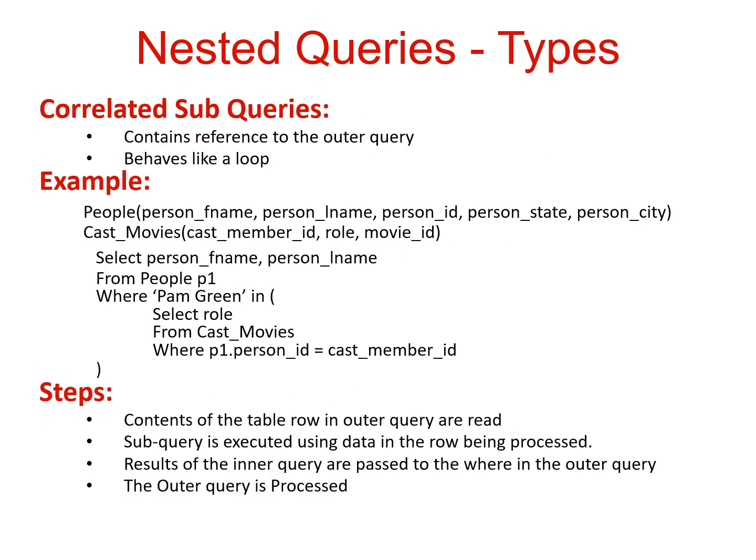Here I am showing the nested query types. Second is correlated subqueries. The content references the outer query. They behave like a loop. If you have any experience working with loops, this is a very important function. Here I am showing the examples and the steps for how to work with the nested query with a loop.